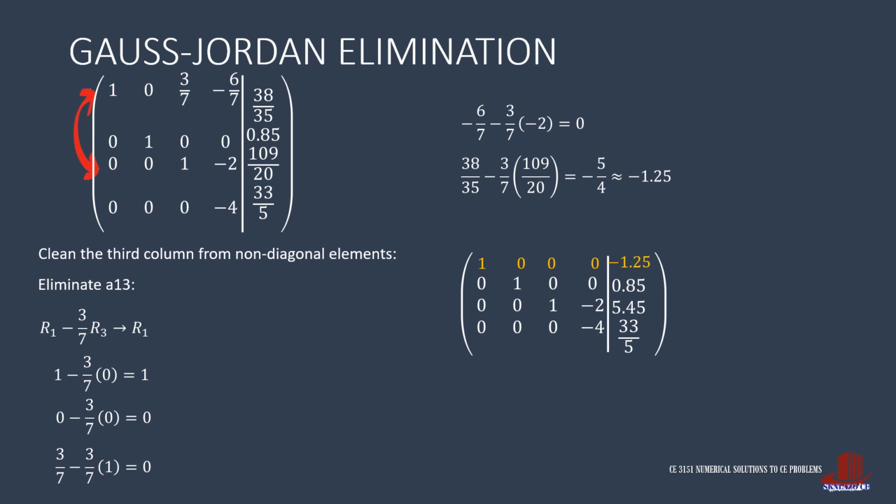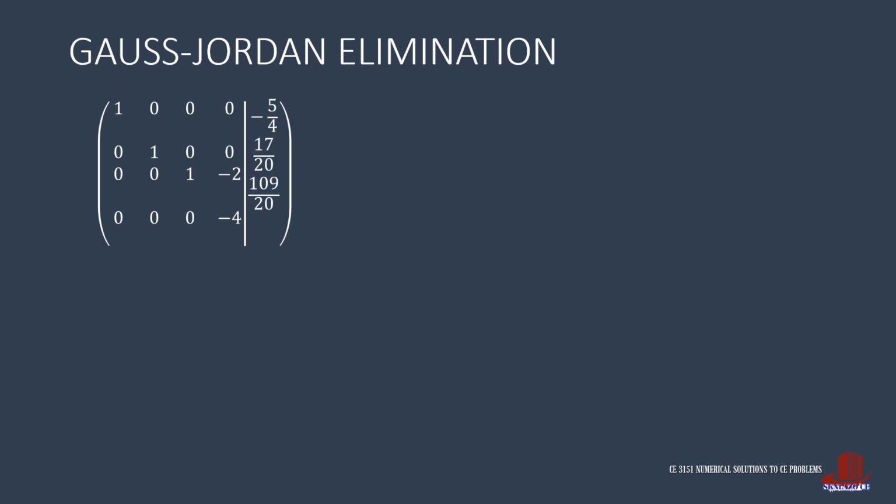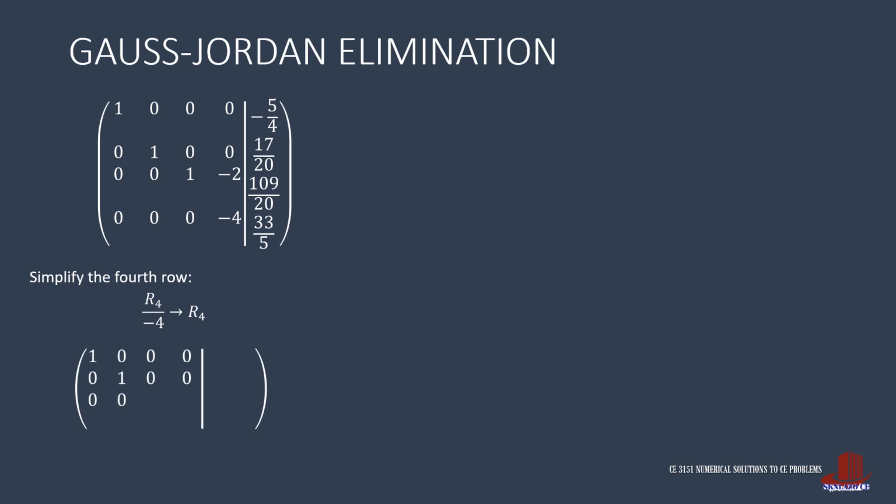So after this operation, we are ready to work on the fourth column, which is just to eliminate element 3, 4. Since we are going to start working on a new column, let's determine the pivot row first. That would be using row 4. Simplify this row by dividing it by negative 4 to have a pivot element valued at 1.